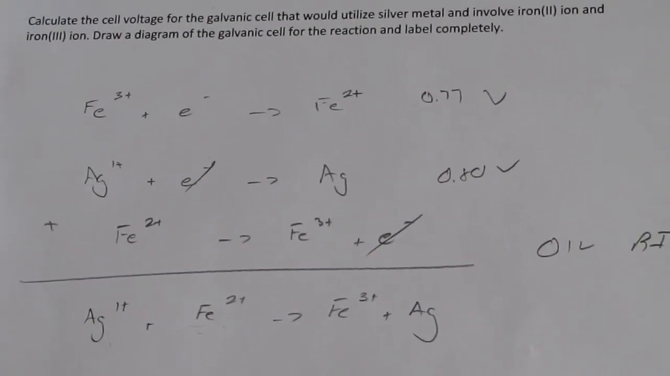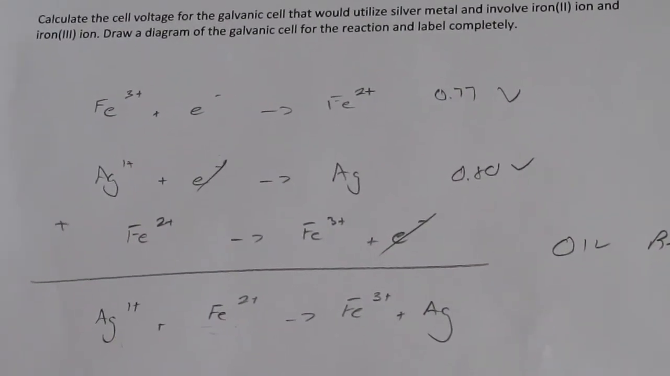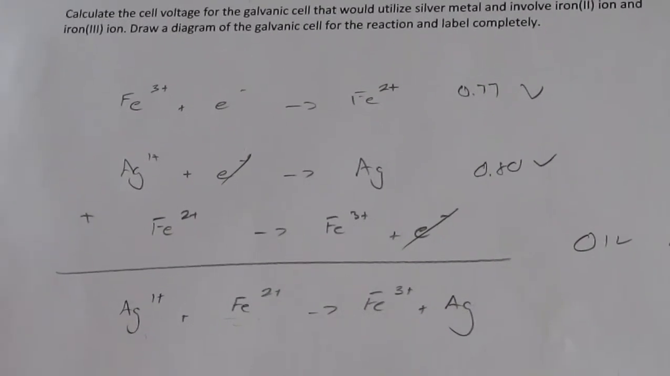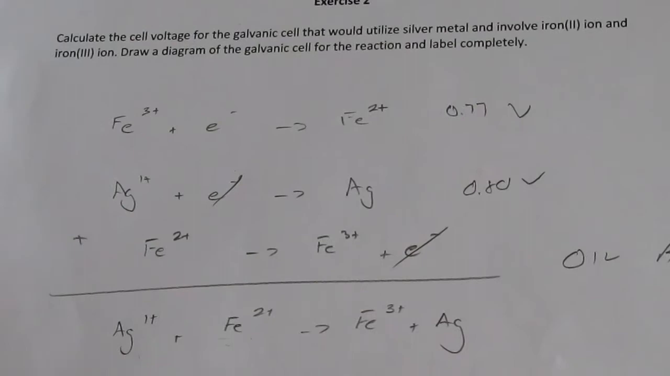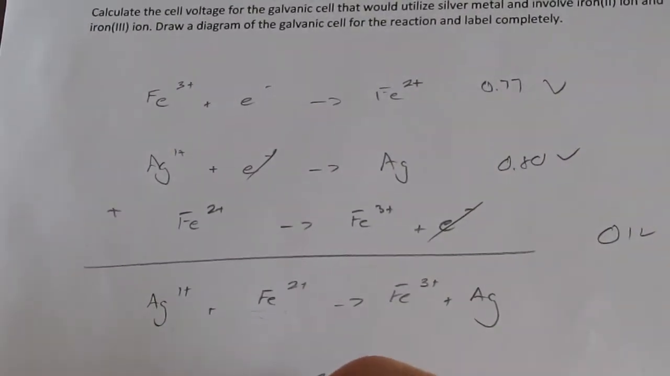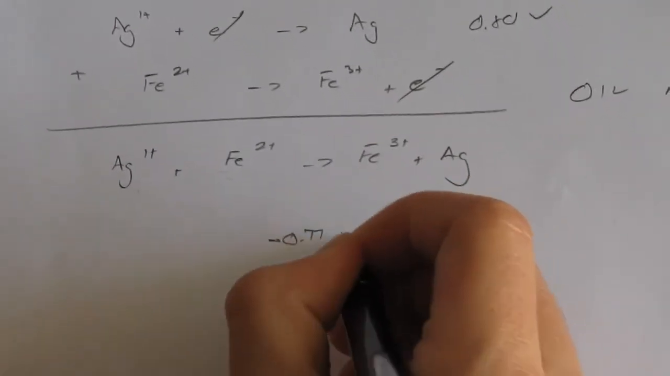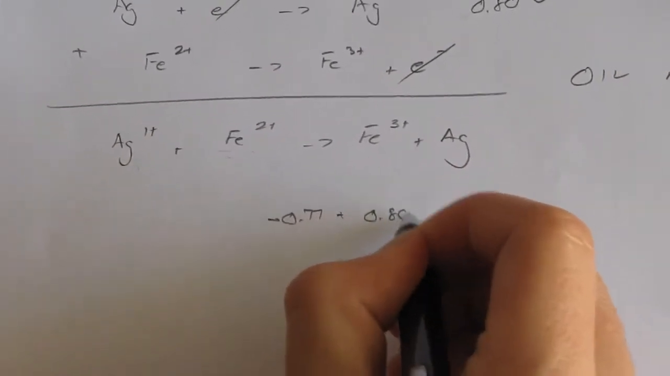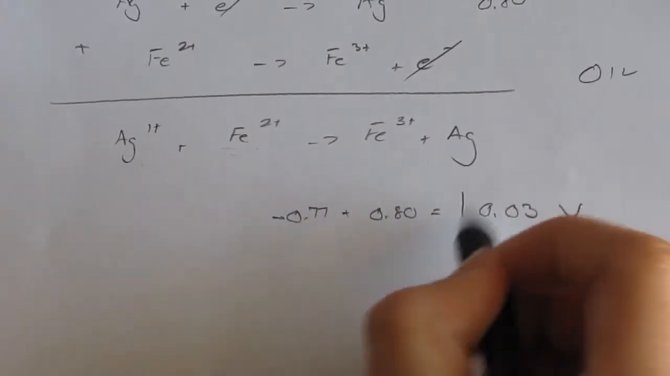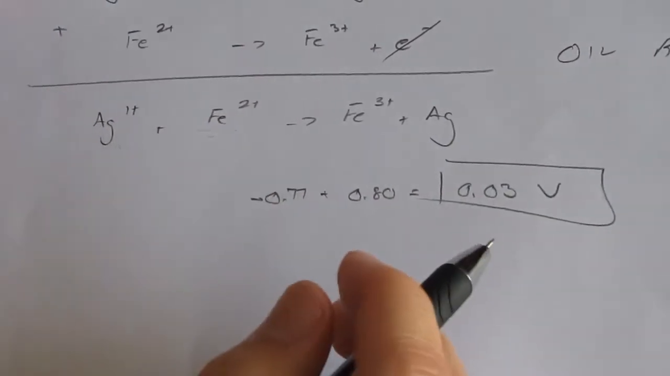And to find the galvanic cell potential, it's really simple. You just flip the sign of the equation you flipped and add the two potentials together. So you get a cell potential of 0.03 volts. So we flip the iron one, so then it becomes negative 0.77 plus 0.80, which will get you the 0.03 volts. So that's one half of our question done now.